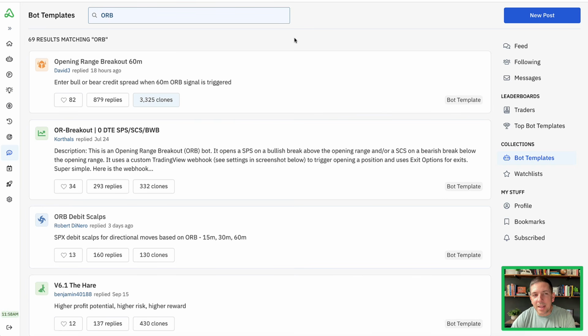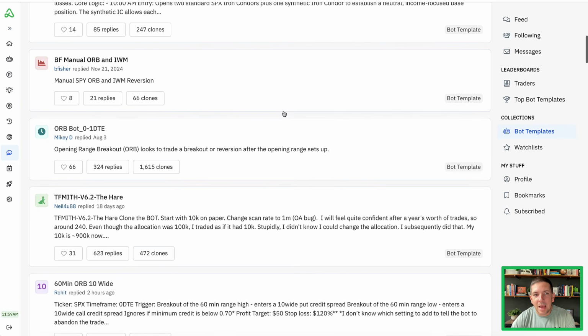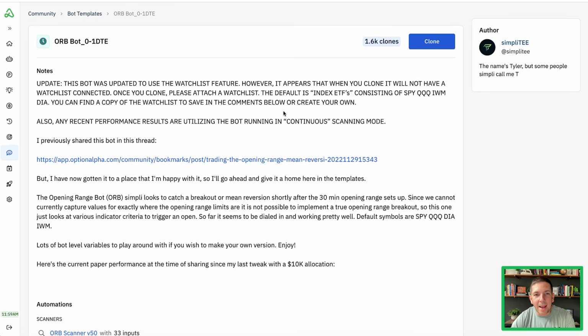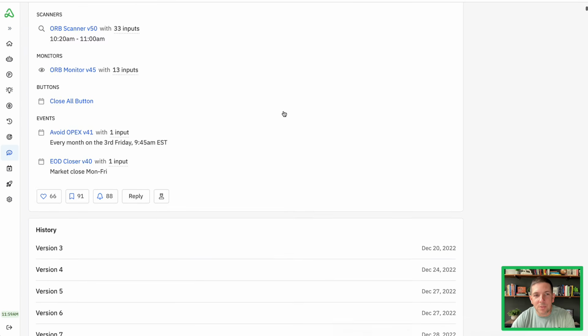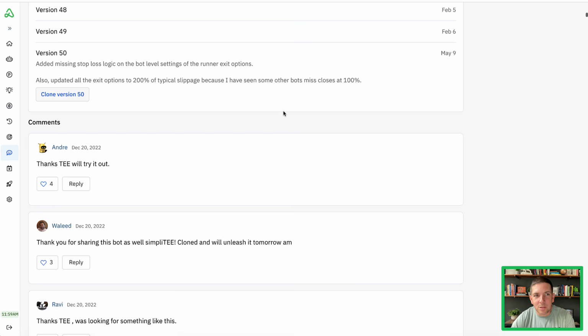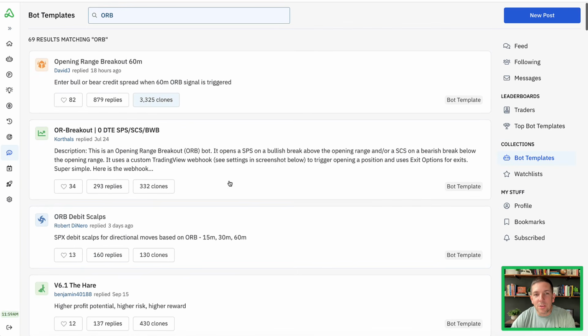So the first thing that I did is I went into the community, into bot templates, and I just typed in ORB. And this is an easy button for everybody. Don't recreate the wheel. There are already tons of templates and bots that other people have created, so go through these and look at how people have set them up. In many cases, people will share their backtests, their strategy or their versions. This one's version 50 of this particular one, which is kind of cool, but there's a lot of different ones in here that you can look at to get a first glance and a good head start without having to recreate the wheel from scratch.